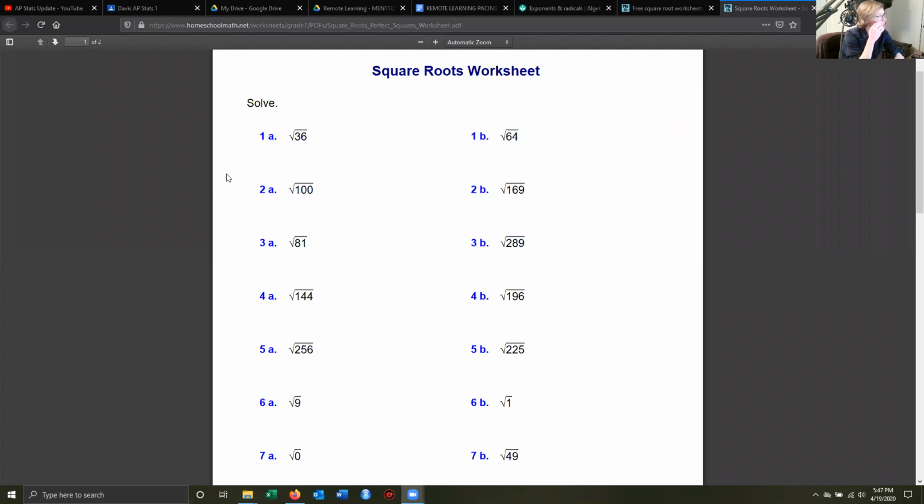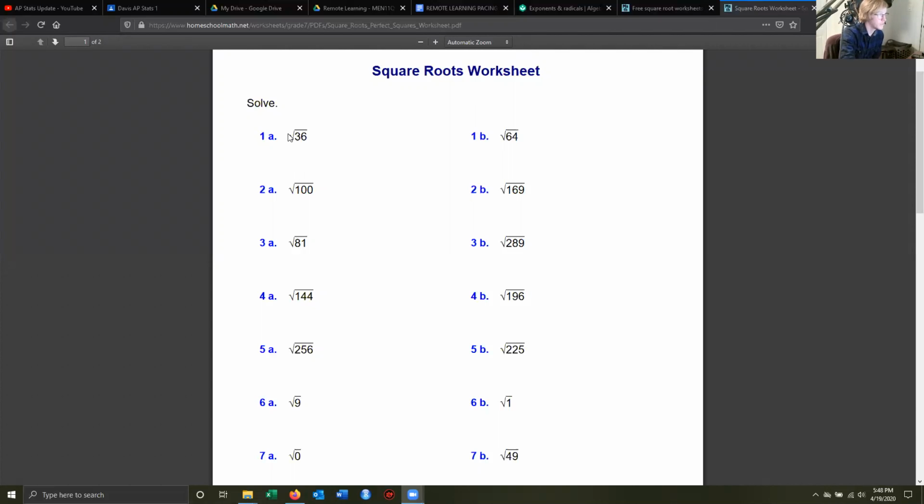But the purpose of today's lesson is to refresh ourselves on perfect square roots versus non-perfect roots. Perfect squares versus non-perfect squares. So you'll remember a perfect square root is a number that has two factors that are the same number. So a number that you can multiply by the same number to get. All of these are perfect squares on this worksheet here.